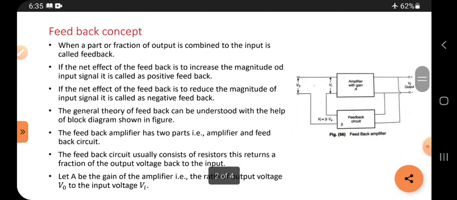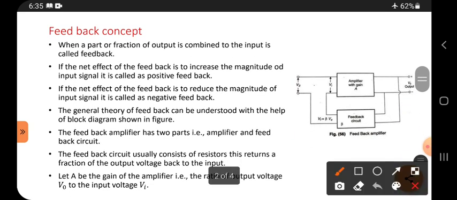So today's topic is a feedback concept. When a part or fraction of output is combined to the input, it is called feedback. A part or a small thing from output to input. If we give a part of a signal or a part of anything from the output to the input, that is called feedback.